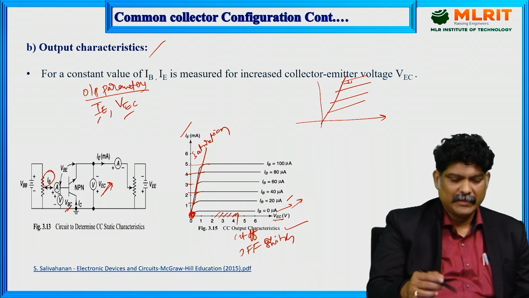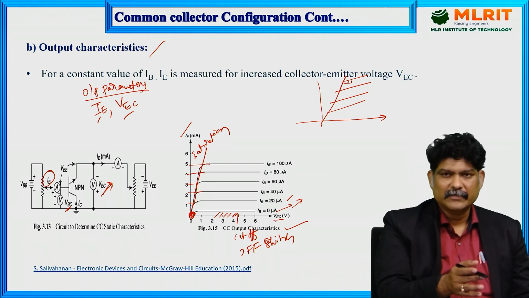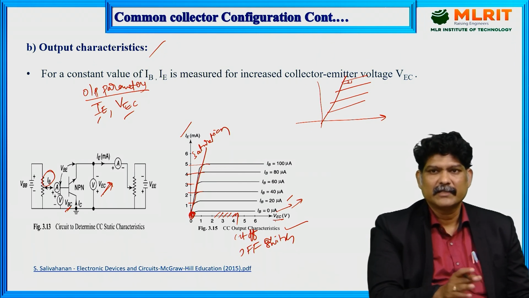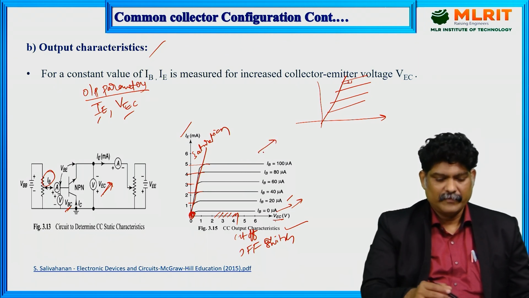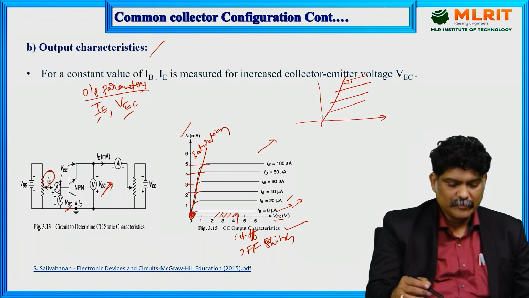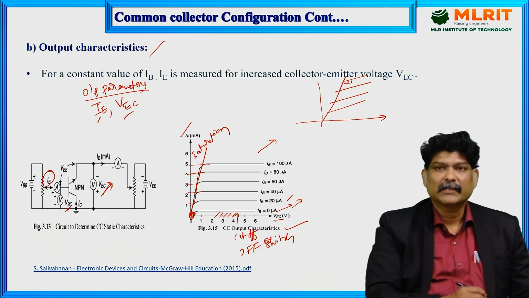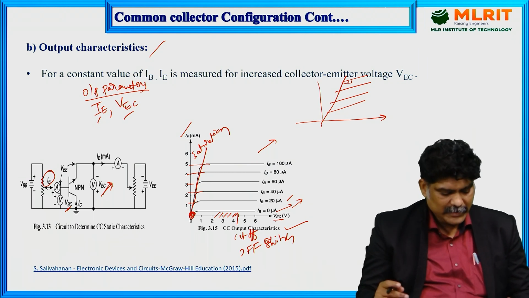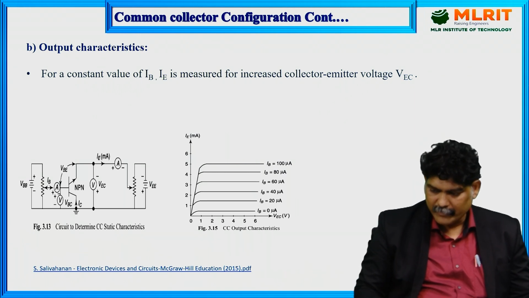So that is the main motto of the transistor. The signals are transferred from low resistance region to high resistance region. That is the main cause for these characteristics. So this is about the output characteristics of common collector configuration. Now let us see what the different transistor parameters are.